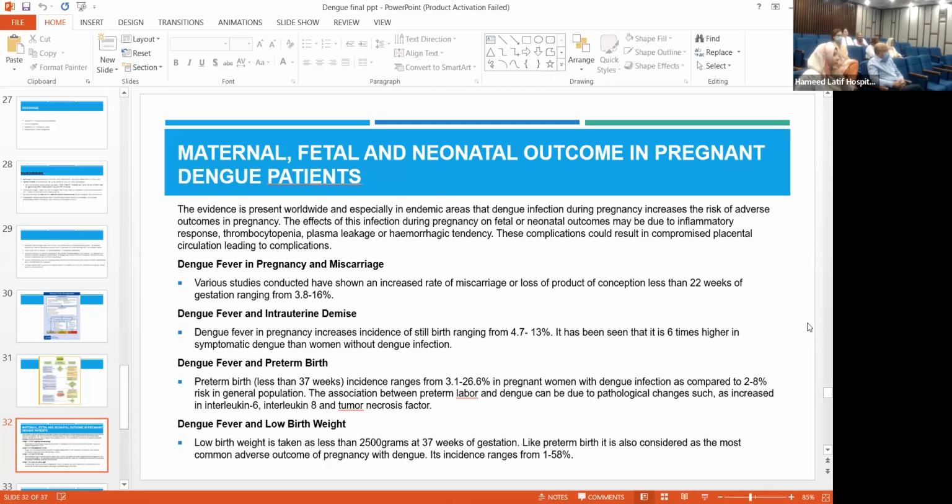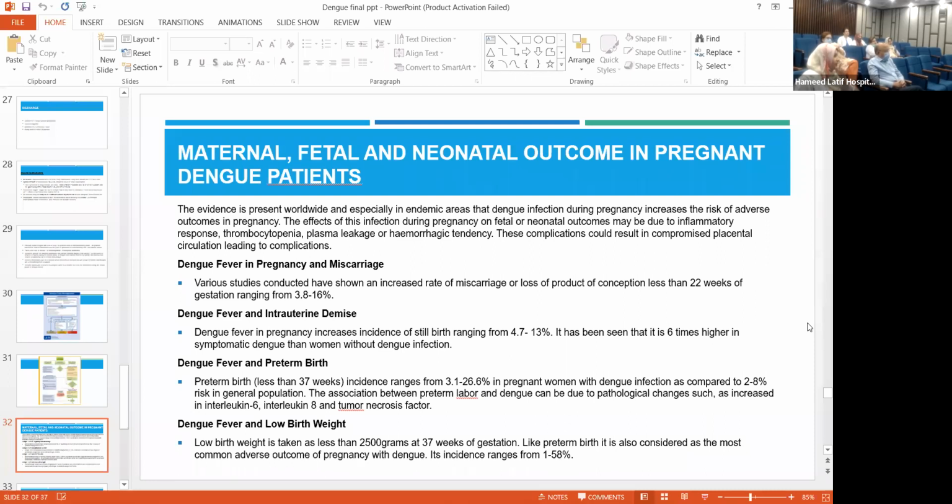Maternal, fetal, and neonatal outcome in pregnant women with dengue fever. Pregnant miscarriage: the rate of miscarriage or loss of product of conception at less than 22 weeks gestation ranges from 3.8 to 16%. And dengue fever in pregnancy increases the incidence of stillbirth from 4.7 to 13%.